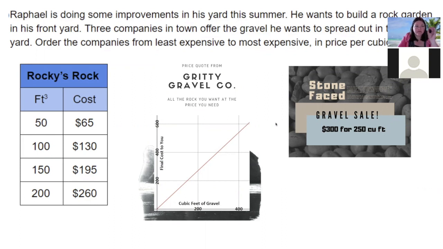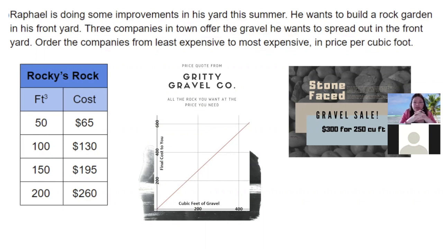Let's look at this very GED typical problem here. Raphael is doing some improvements in his yard this summer. He wants to build a rock garden in his front yard. 3 companies in town offer the gravel he wants to spread out in the front yard. Order the companies from least expensive to most expensive in price per cubic foot.